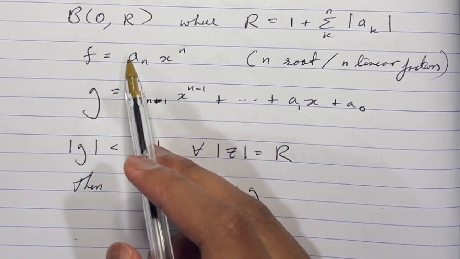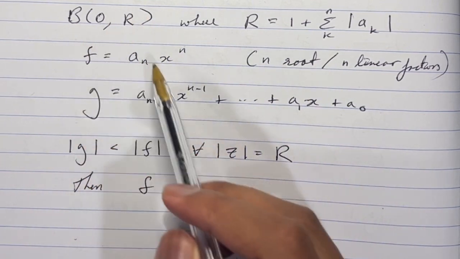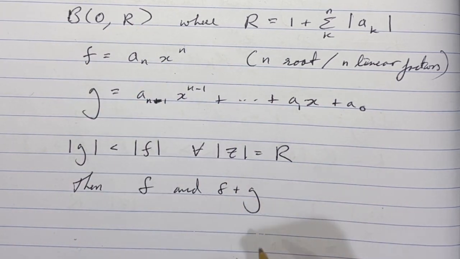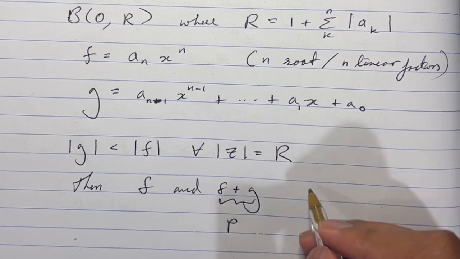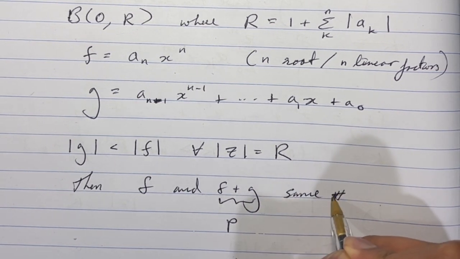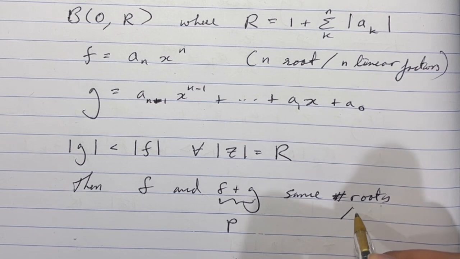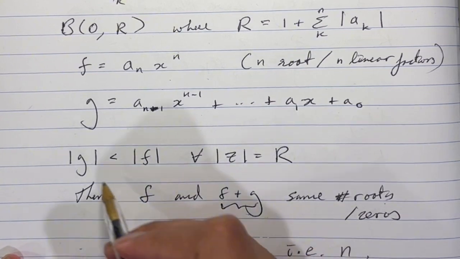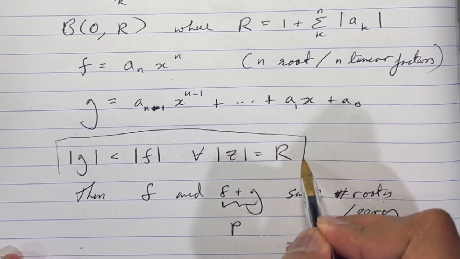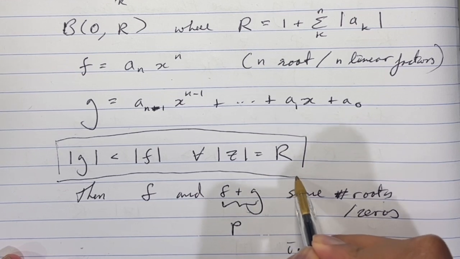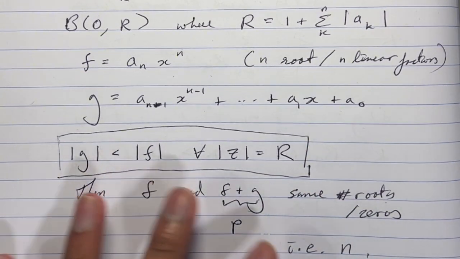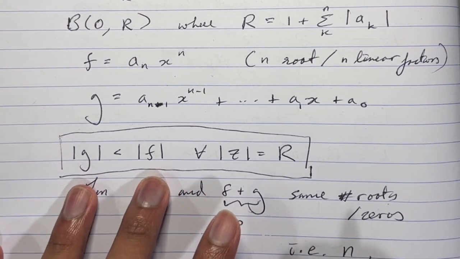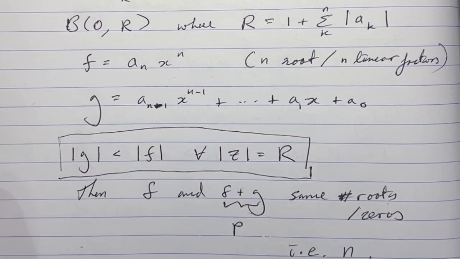But we know that f has n roots inside this open ball because all its roots are 0. So f and f plus g have the same number of roots in here. That means f plus g, which is our polynomial, has the same number of roots or zeros, i.e. n, right? n roots. So the only thing we have left to show is this part. This is the main thing we need to show, which is kind of what makes proof by Rouché's theorem look so magic. This thing, which seems completely unrelated to the actual theorem, we're just showing that one function is less than the other, and suddenly we have the fundamental theorem of algebra.